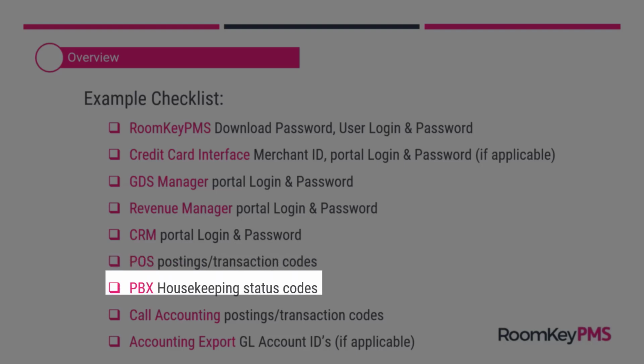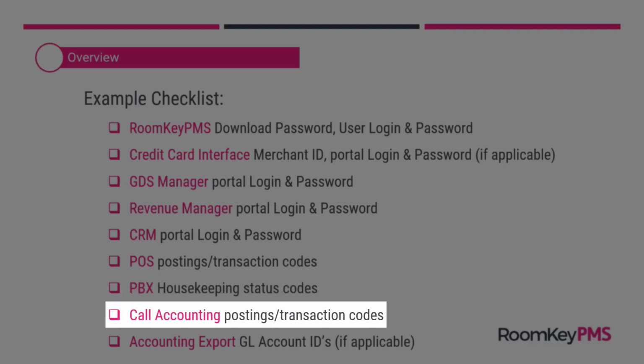When you have a PBX connection, we want to make sure that you are up to date with the housekeeping status codes. These codes are what the housekeeping team will use to update housekeeping statuses directly in RoomKey via that PBX connection. When it comes to call accounting, similar to the POS, you need to know what the posting or transaction code is. So when a guest uses the telephone from their room, whether it's a local call or an international call, you need to know or be mindful of what that transaction code is in RoomKey, so how it appears on their guest final bill in their account in RoomKey.